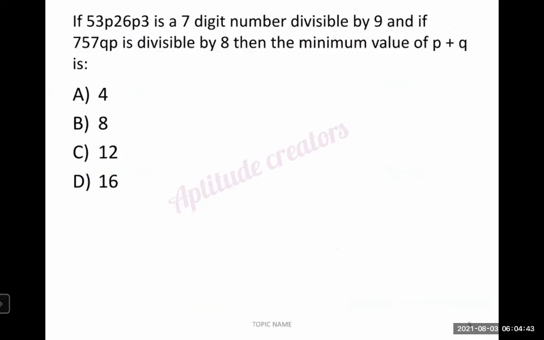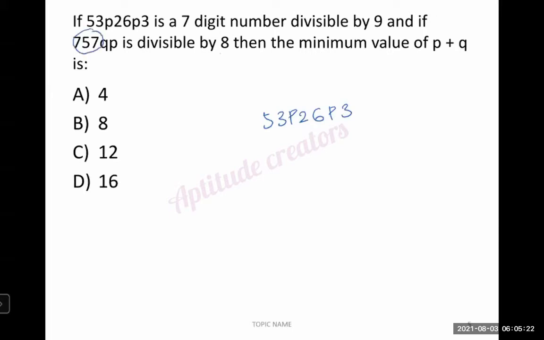Moving forward to next. Here the question is: 53P26P3 is a 7-digit number divisible by 9. If 757PQ is divisible by 8, then what is the maximum value of P plus Q? What is the maximum value he is asking? Okay. Now, 7 plus 7 is 14, 14 plus 5 will give the result as 19, right? Now this is about 19.